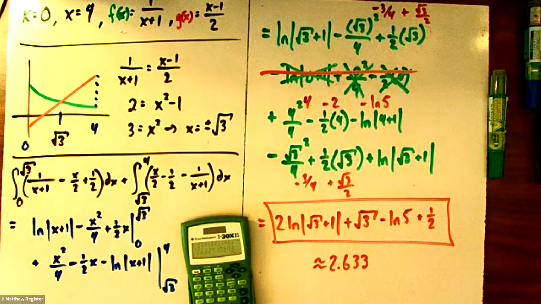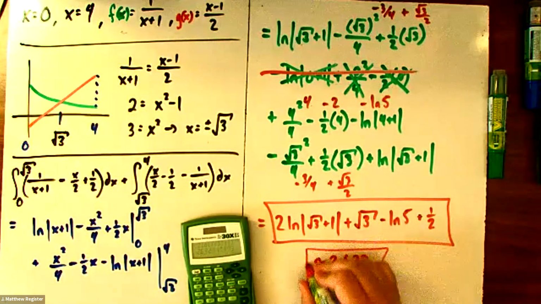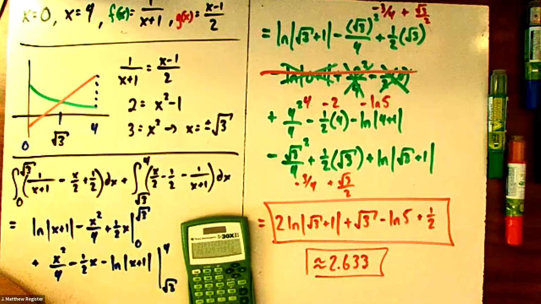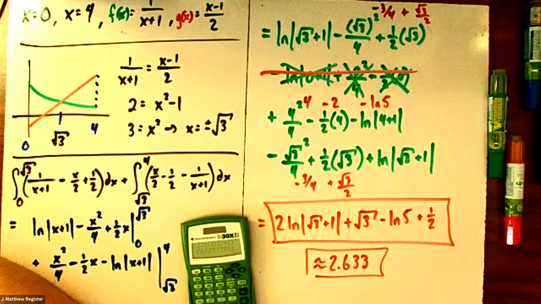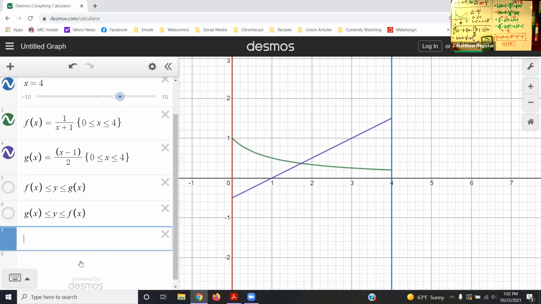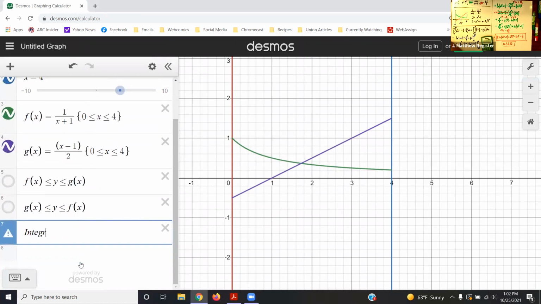There we go. Not too bad. Now, what I'd be curious about is if Desmos could actually do that. Let's take a quick look. So if I asked it to do the integral, no, it's not going to do it. That's okay. Wolfram Alpha might be able to.